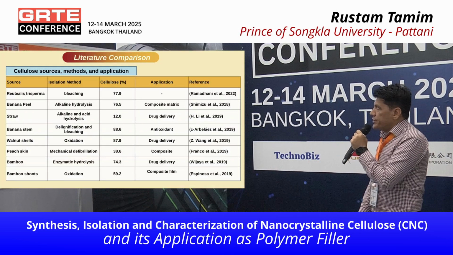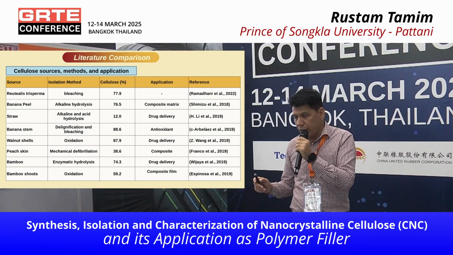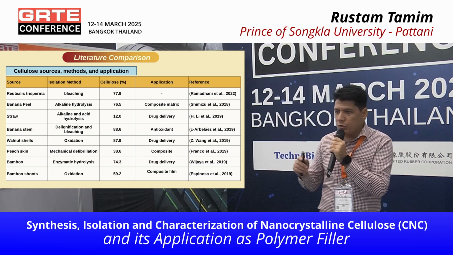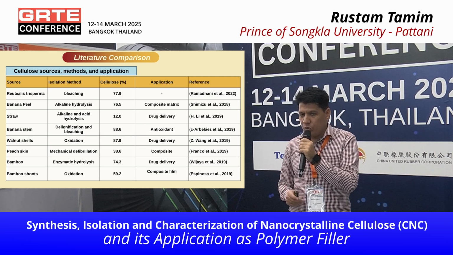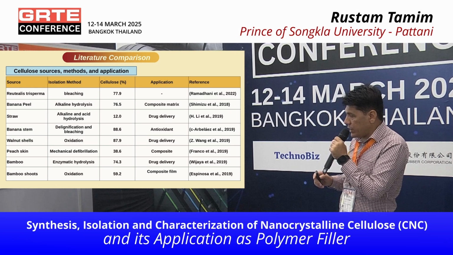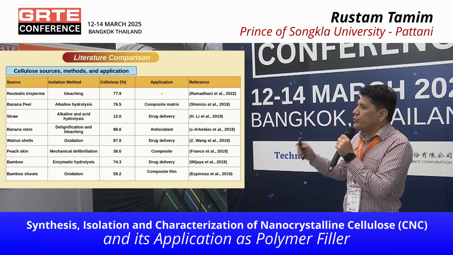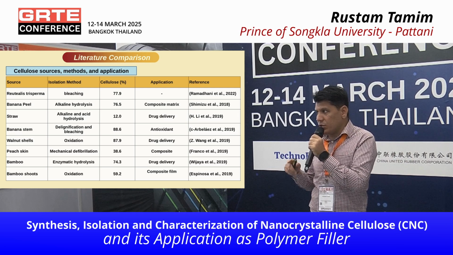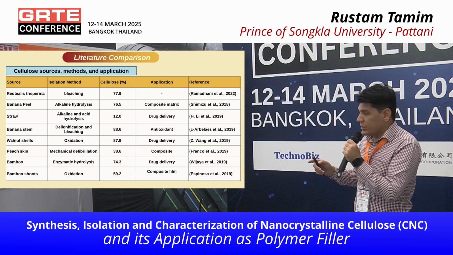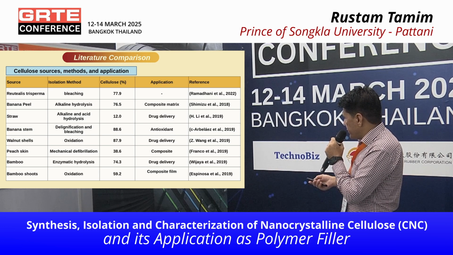There is some literature review about nanocrystalline cellulose in different shapes. We get nanocrystalline cellulose in different shapes because of using different acids. The acid we use for hydrolysis has an effect on the nanocrystal shape. For example, if we use organic acid, it is rod-like. If we use inorganic acid, it is spherical. There is a lot of research done on that. This is the literature review.